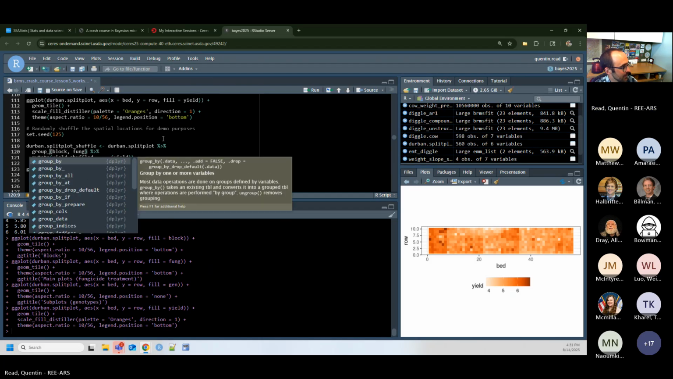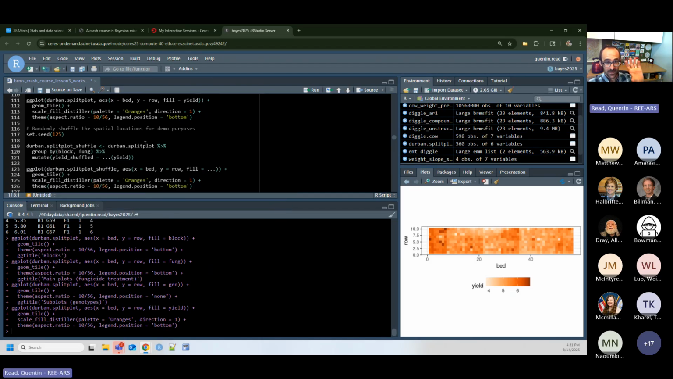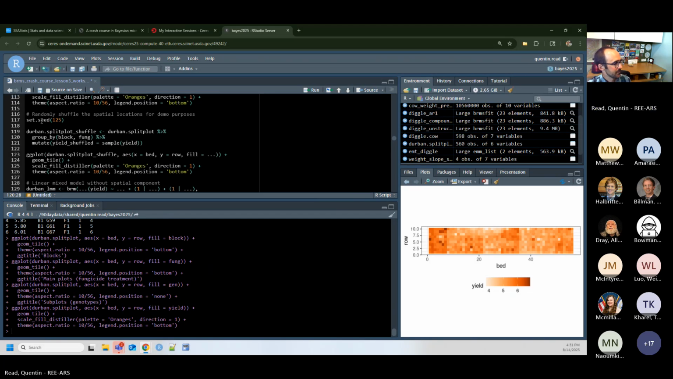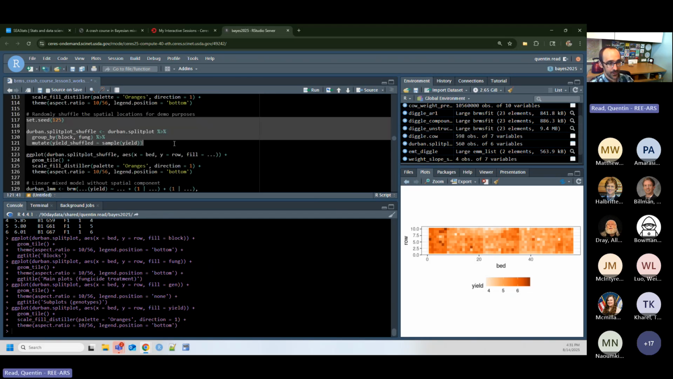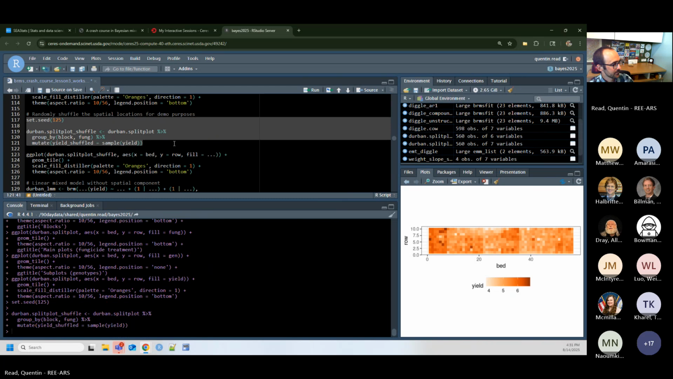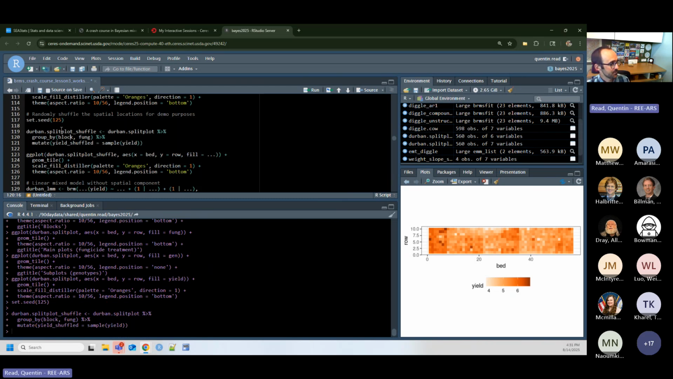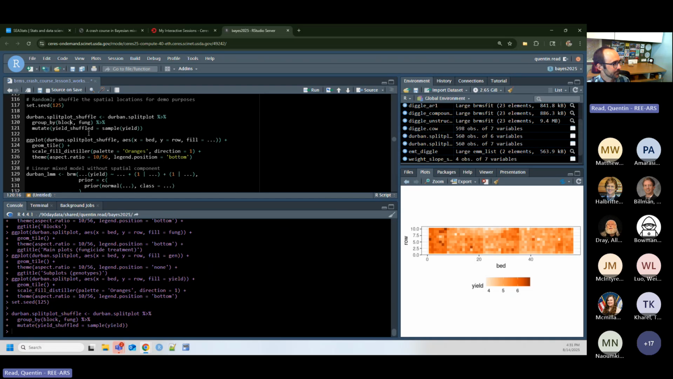Group_by is how we want to do the sampling within each of the 8 combinations. That's the combination of block and fungicide, the 8 main plots. And sample means randomly sample the values there. So I'll highlight this and I'll run that code. Now I've assigned that to a new object called Durbin splitplot underscore shuffle, because we're not going to be using this to fit the model. It's just to make this plot real quick.